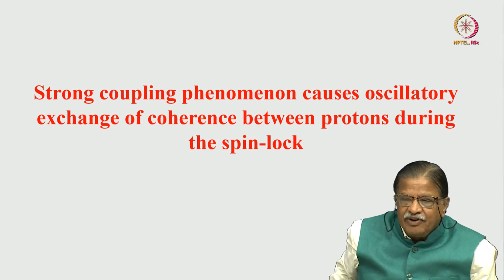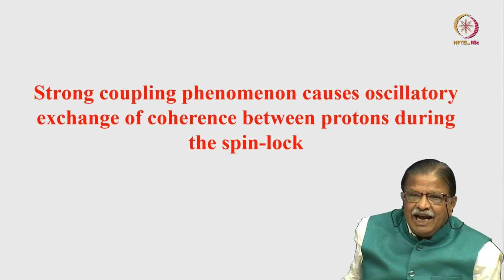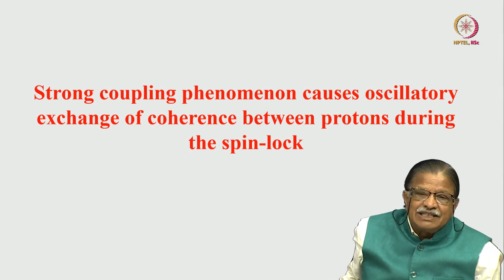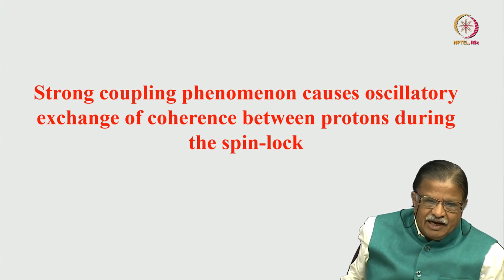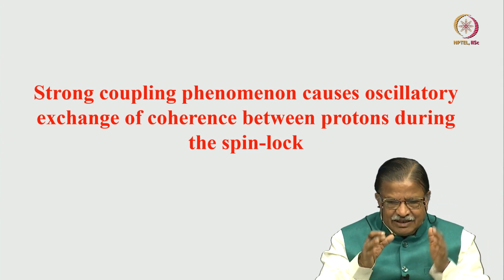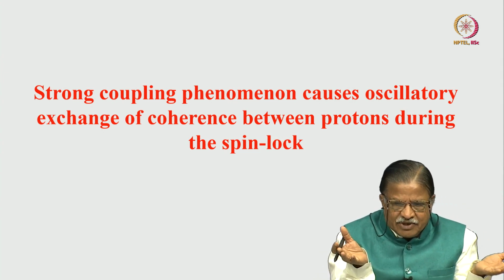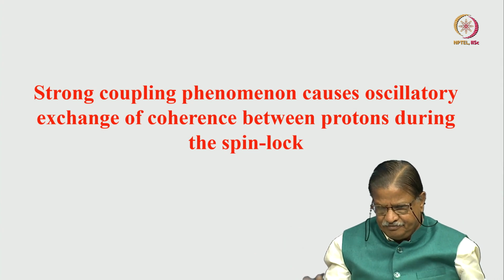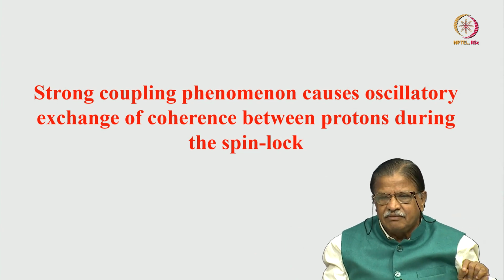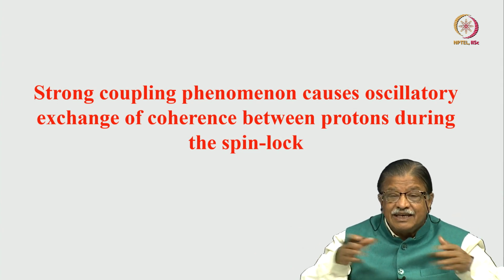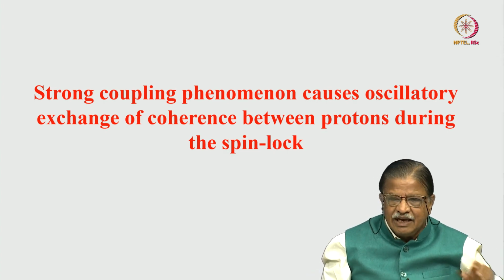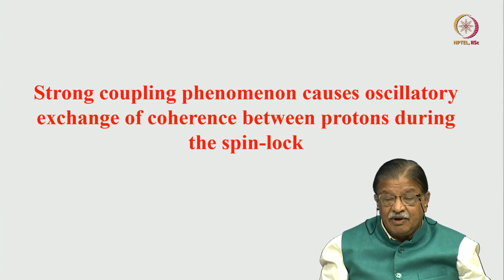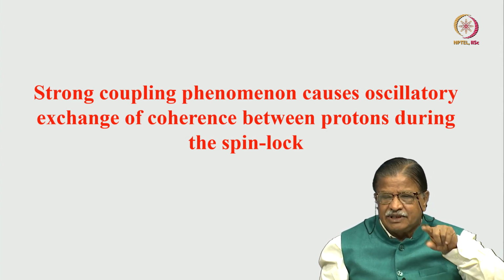The strong coupling phenomenon creates an oscillatory exchange of magnetization among the coupled spins. During the spin lock time, what happens? There is a strong coupling phenomenon. Spins do not know themselves. They are indistinguishable. But there is a coupling. So what will happen? There is an exchange of magnetization among them. Different spins give the magnetization to different spins, but only to coupled ones, because there should be scalar coupling here.